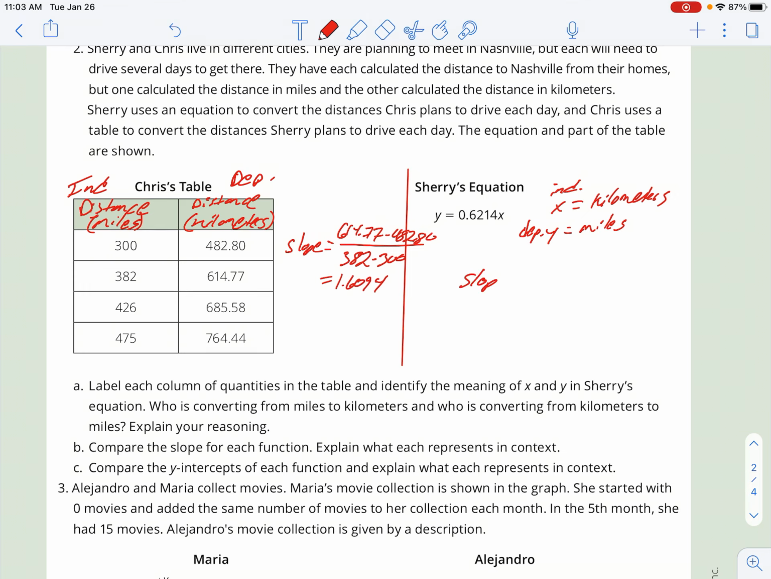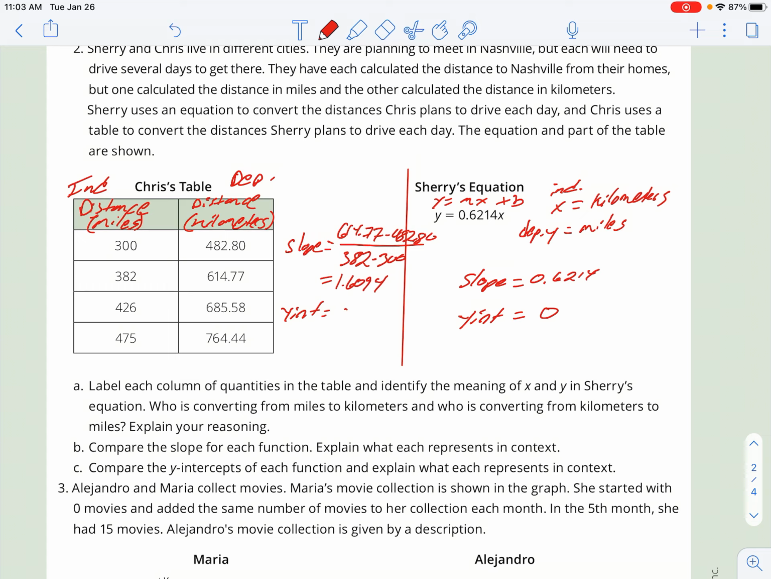On Sherry, I can just look at exactly her equation, because don't forget what you know, mx plus b, the slope can be identified right there as 0.6214. Now, the y-intercept, I'll talk Sherry here while I'm on it. The y-intercept occurs when x is 0, and I don't see anything after the x. There's no plus or minus. That means this y-intercept is 0.